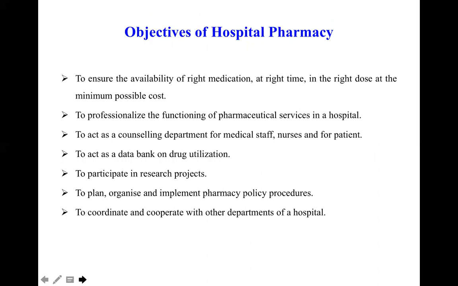Next topic is the objectives of the hospital pharmacy. The practice of hospital pharmacy started in India in 1941, but became a respectable discipline only later. The objectives of hospital pharmacy are to ensure the availability of the right medication at the right time, in the right dose, at the minimum possible cost. Right medication is always needed, but it should be at the right time and in the right dose, and to reduce the economic cost of the hospital, it should be at the minimum possible cost.